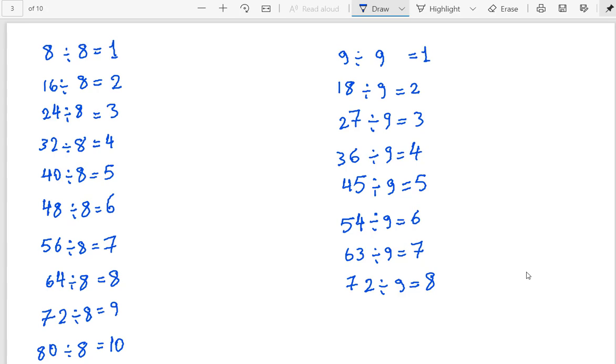Faris. 90 divided by 9 equals 10. You skipped one. 81 divided by 9 equals 9. Great. 81 divided by 9 equals 9. And the last one, 90 divided by 9 equals 10. Okay, my heroes, finish writing quickly. Mister, I finished writing. Great. Me too.